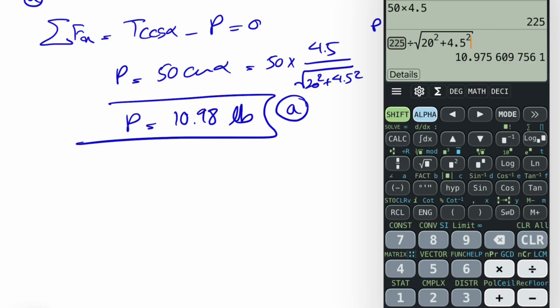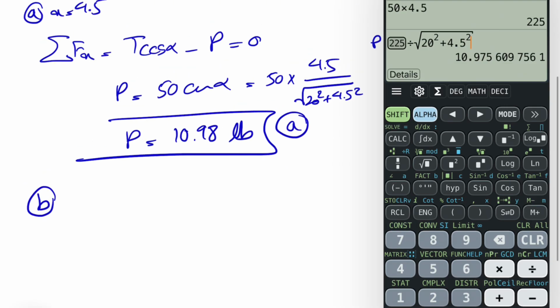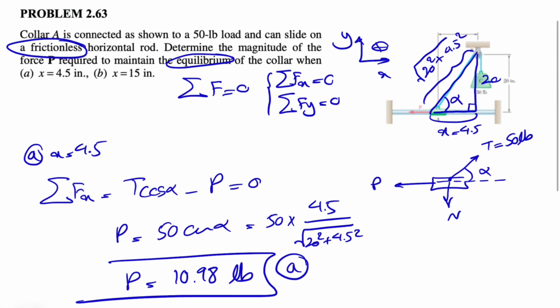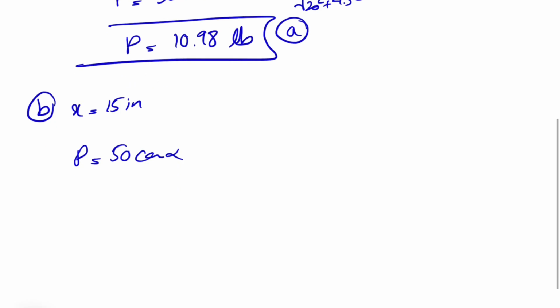And for the B part, we basically have the same thing. It's just our x this time is 15 inches. So we're going to do the same thing. We have P equal to 50 cosine alpha, but the alpha this time is different. So the only difference in the B part is that we have 15 inches. So our x in here is 15, and here we have 15 squared too.